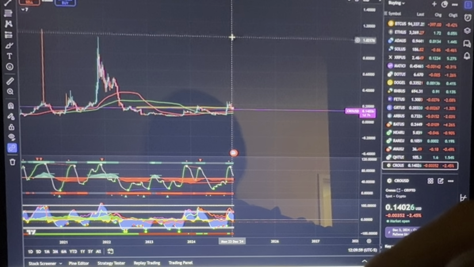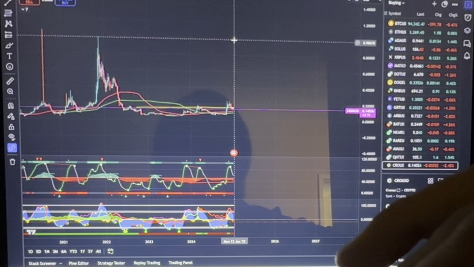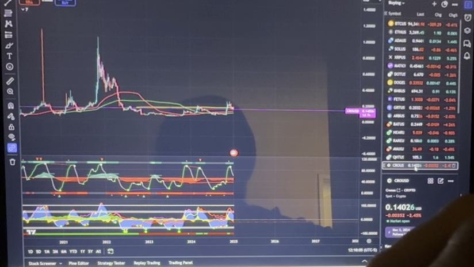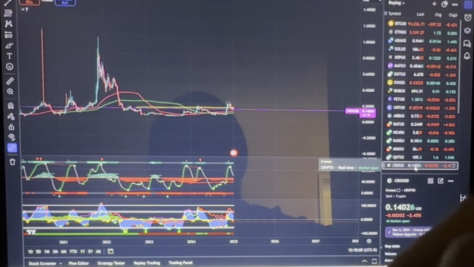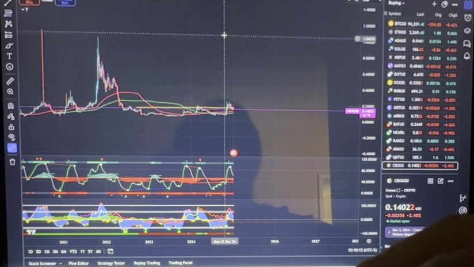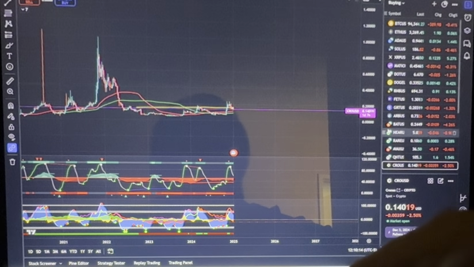I think that this previous bull run number right here of $1 is not out of the question. So that's 8x from where it is now. Going double that is not out of the question. So it has a lot of upside.